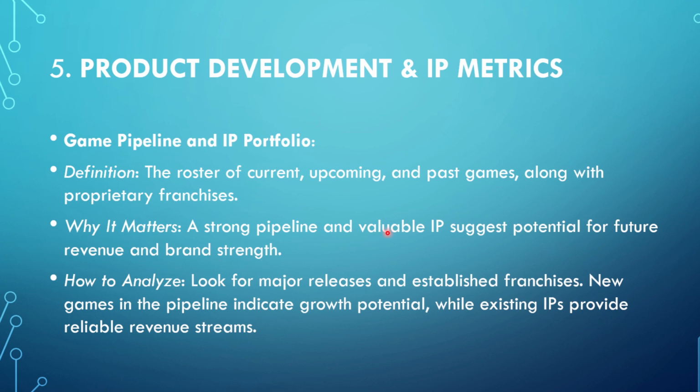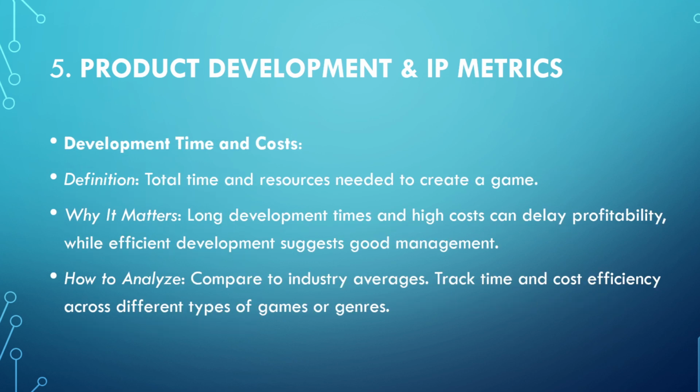Why it matters: a strong pipeline and valuable IP suggests potential for future revenue and brand strength. So Ubisoft, for example, has this a lot. How to analyze? Look for major releases and established franchises. New games in the pipeline indicate growth potential, while existing IPs provide reliable revenue streams.